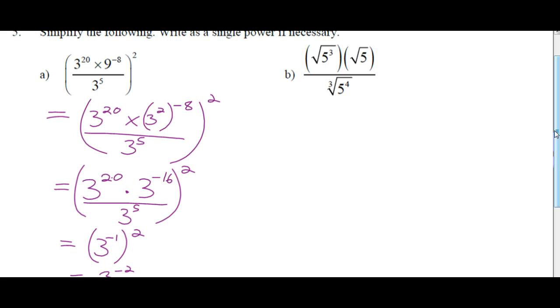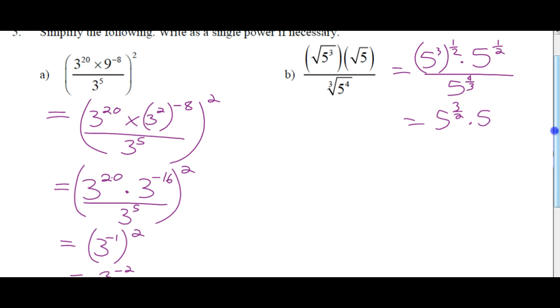Square root of 5 cubed. So it's 5 cubed to the 1/2 times 5 to the 1/2 over 5 to the 4/3, right? So we're just converting all of the radicals to exponential, right? So square root is a half, another square root is a half, and the cube root of 5 to the 4th, root goes on the bottom, power goes up top, right? So 4 over 3. So this is 3 halves, power to a power, so it's 5 to the 3 halves times 1/2 over 5 to the 4/3.